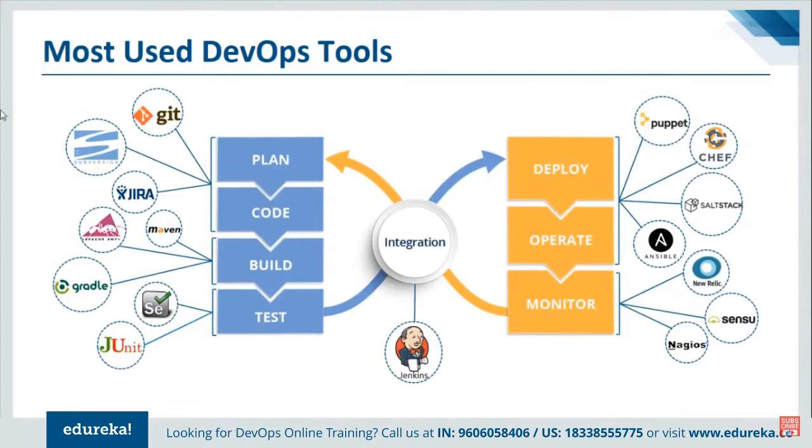So the plan and code here, we have three different tools: Git, SVN, and Jira. Subversion is also called SVN, and these three tools are basically version control tools. They fall under this plan and code phase, because as version control tools, they enable developers to write the code and build the code over here.